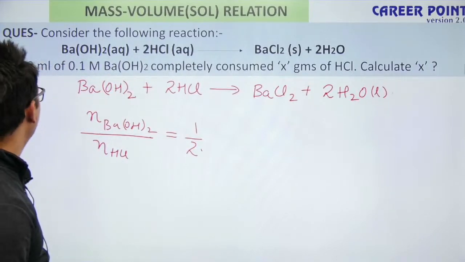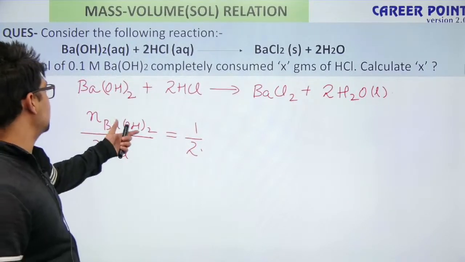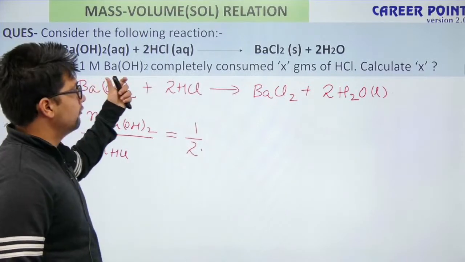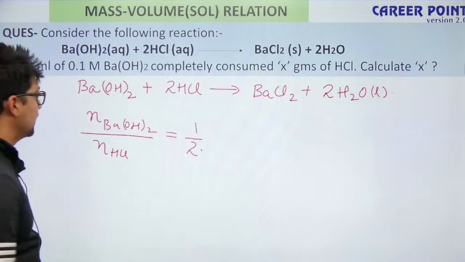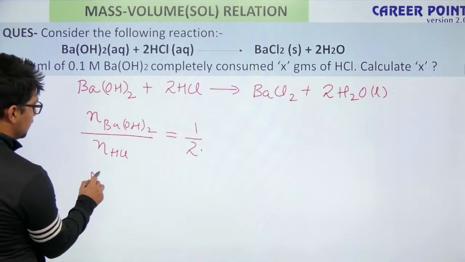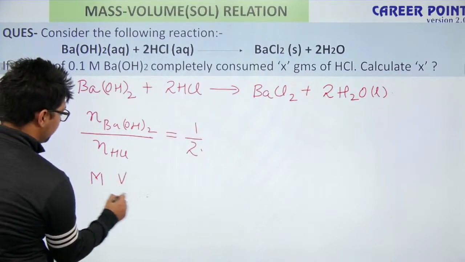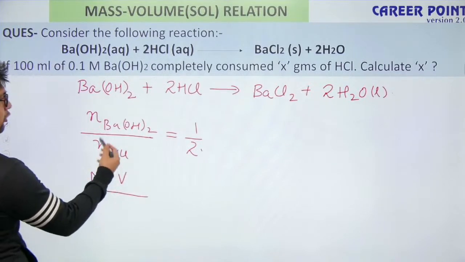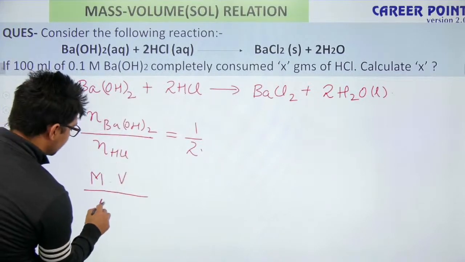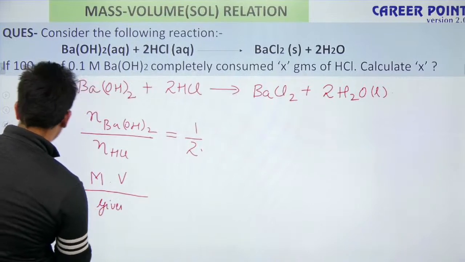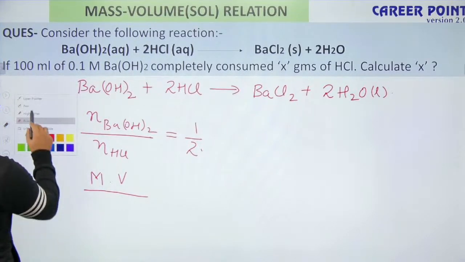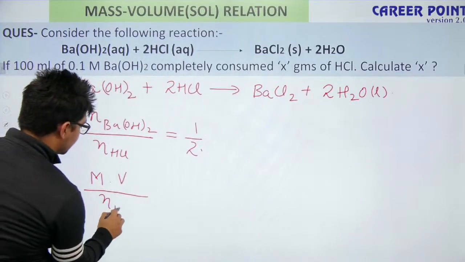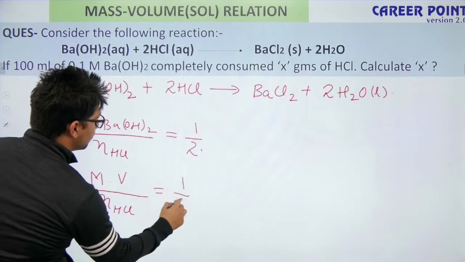Then look at what they have given. For barium hydroxide they have given us molarity and volume, whereas for HCl they are asking about mass. So I will simply say this is molarity times volume upon number of moles in terms of mass. Let's leave it till here. Let's say these are moles of HCl. So this value is coming out as 1/2.